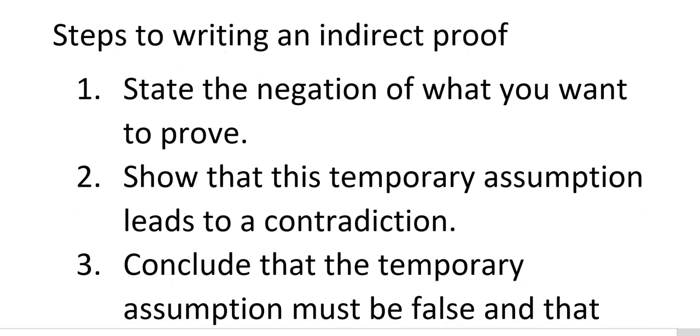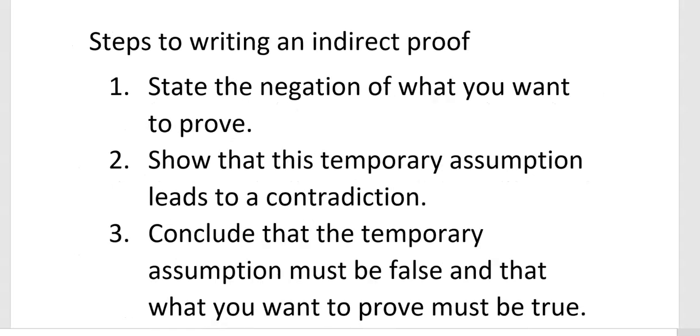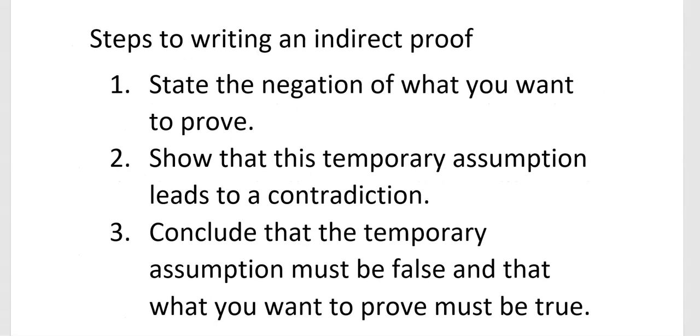Here are the steps. You might want to write these down. Get them on the same page. Number 1, state the negation of what you want to prove. We're going to go through that today. So that's the easiest part right there, step number 1. Step number 2 is the hardest part. Show that the temporary assumption leads to a contradiction. We're going to stick to kind of more of the basic middle step ones.